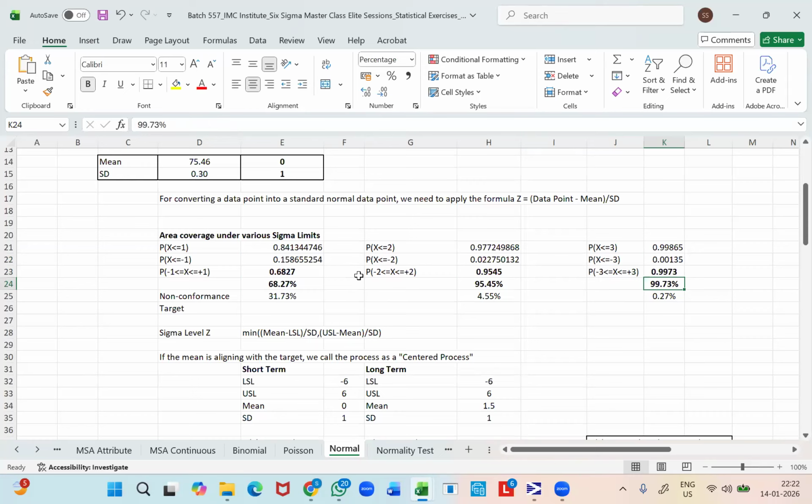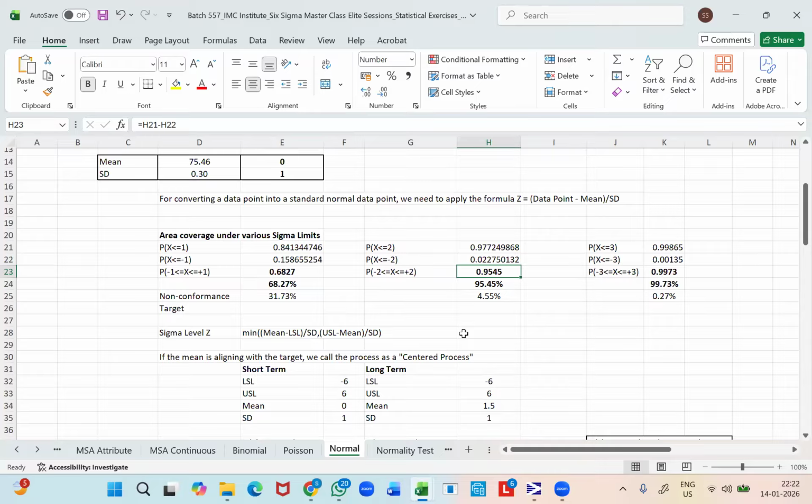These are called area coverage within various sigma limits for a normal distribution. So 0.6827 is the area coverage within one sigma limit for a normal distribution. 0.9545 is the area coverage within two sigma limits, that means +2 to -2 for a standard normal distribution. And the area coverage within three sigma limits is 0.9973 for a normal distribution, so +3 to -3, right?